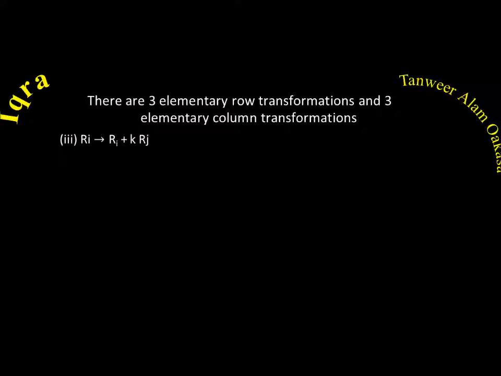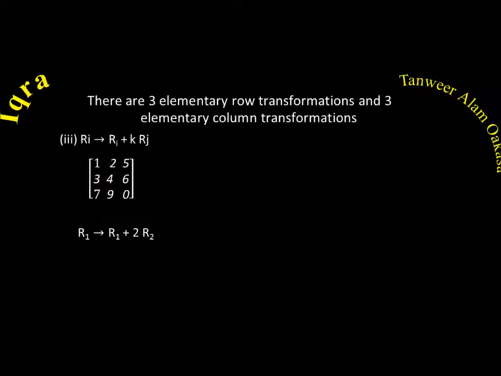I have any row and I multiply any number with any other row and add to that particular row, that is also an elementary transformation. For example, if I have this matrix and I apply the transformation that I multiply 2 with my second row, this is my second row. I multiply 2 with my second row R2 and add to R1, and I apply transformation to the R1 only. So my R1 will become R1 plus 2 times R2.